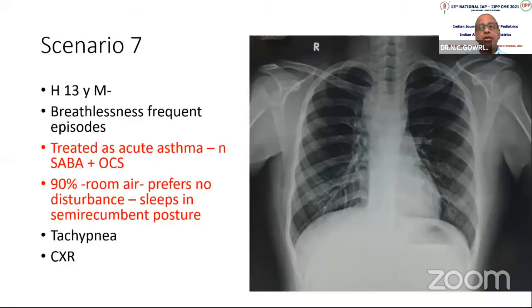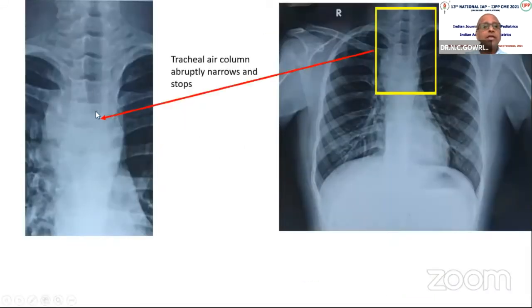This is another child, 13 years old, with frequent breathlessness, treated as acute asthma with salbutamol and oral corticosteroid. His saturation was low. He prefers not to be disturbed. He sleeps only in the semi-recumbent posture. You have a look at the X-ray. You see the tracheal cutoff sign. You are not able to see the tracheal air column beyond a particular point.